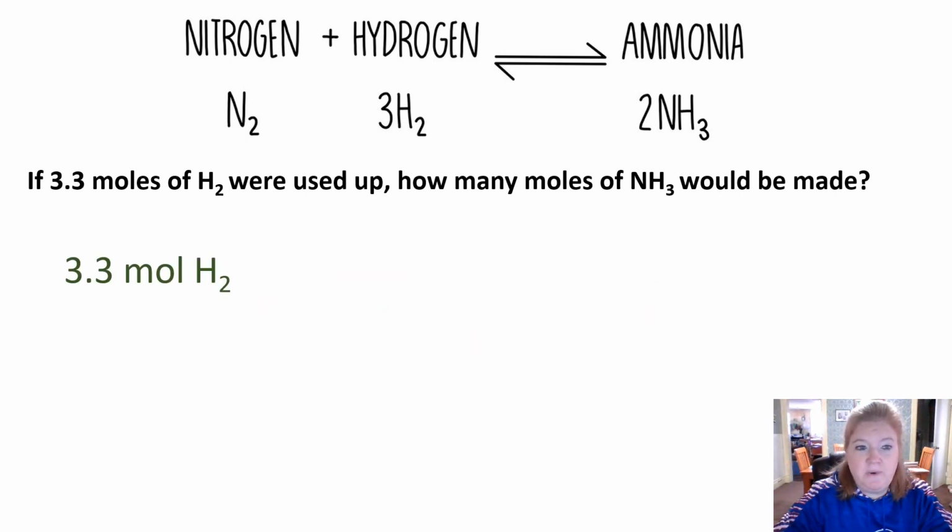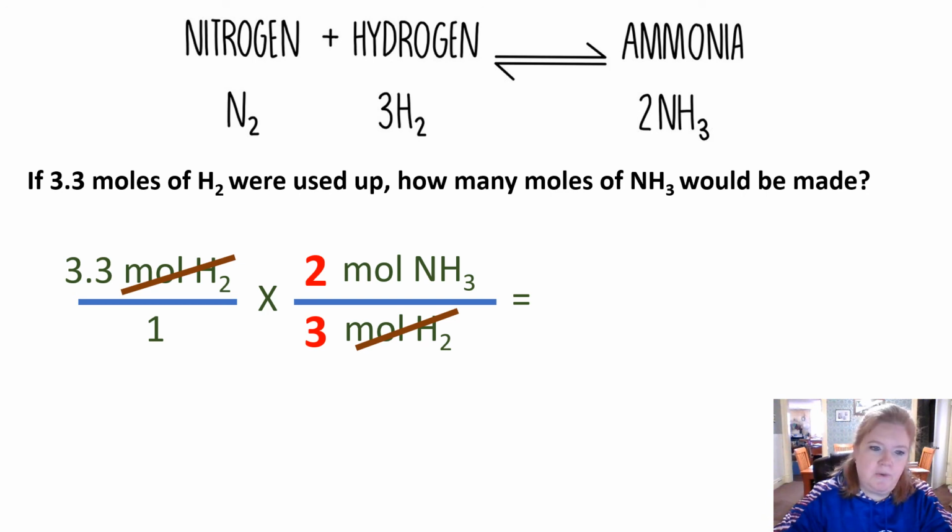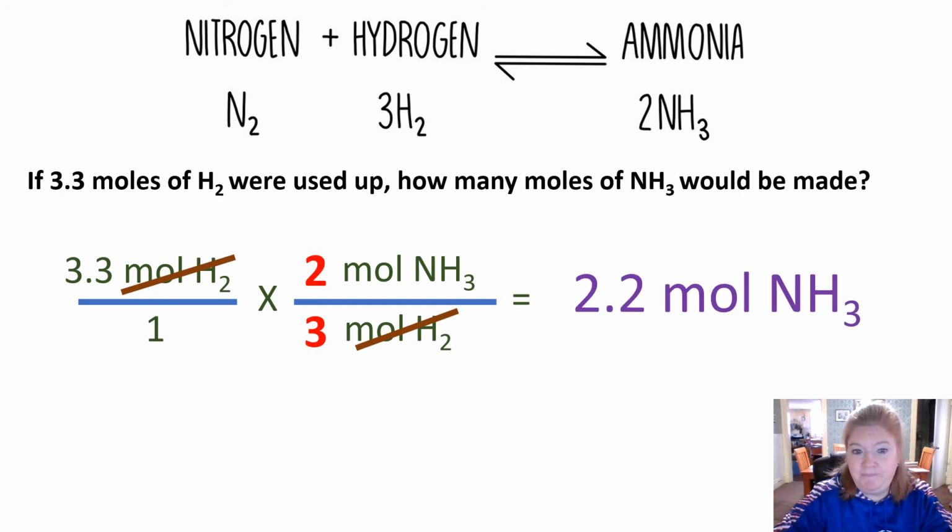Okay, let's try this one. Write what you're given. I know I need to cancel out moles of H2. I want to convert to moles of NH3. Grab the coefficients from the balanced equation. I know that allows that to cancel out. So 3.3 times 2 is 6.6, divided by 3 is 2.2.